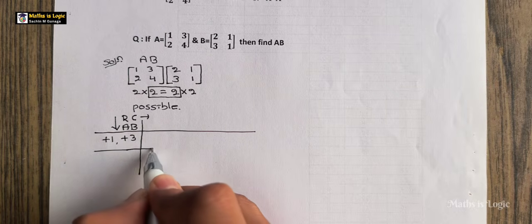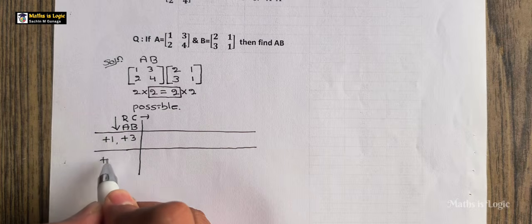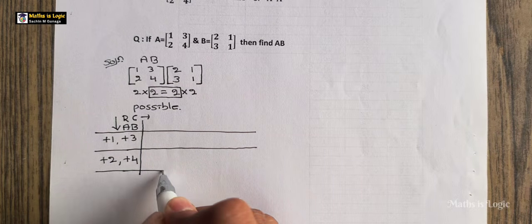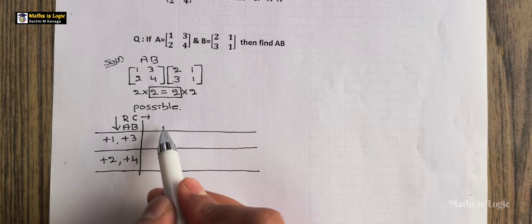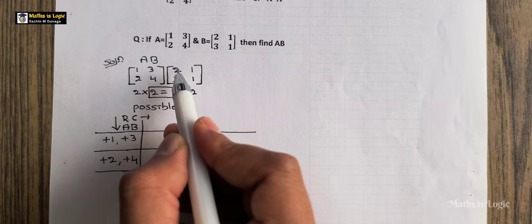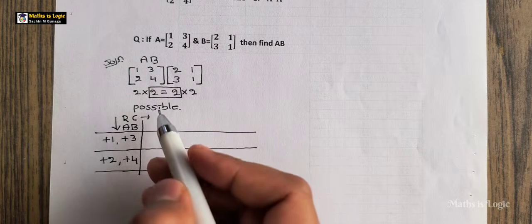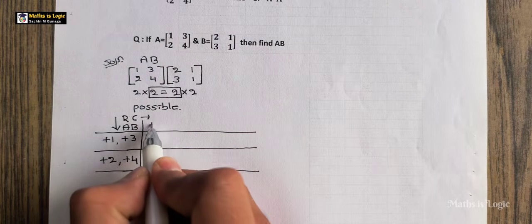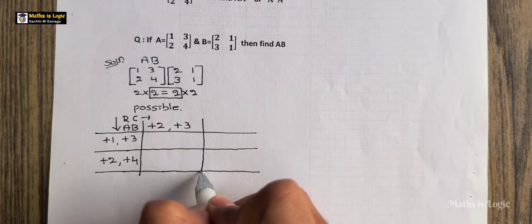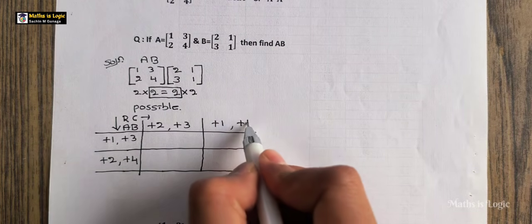Next, put one line. Next, what is the second row? 2 4, so write here plus 2 plus 4. Only 2 rows are there. Next, in this part B matrix column, what is the first column? 2 3. Here we need to take column, but while writing according to row wise we need to write 2 3, that is plus 2 plus 3. Next, second column 1 1, so plus 1 plus 1.